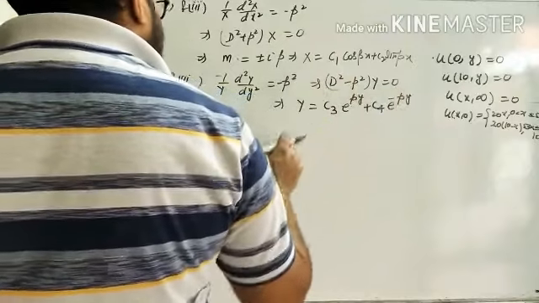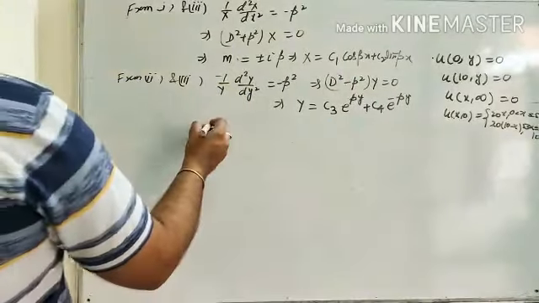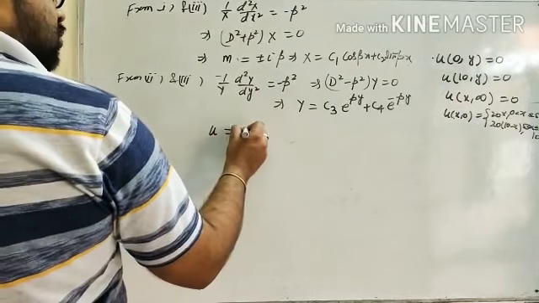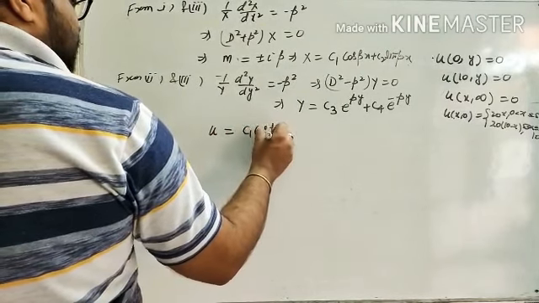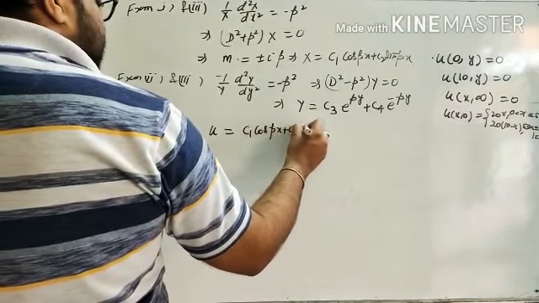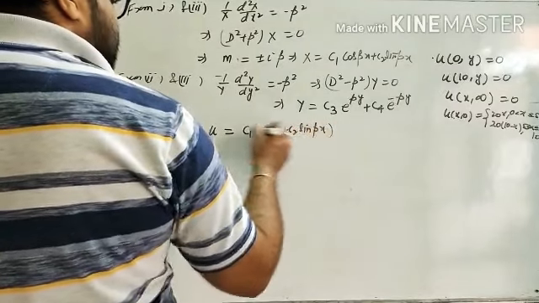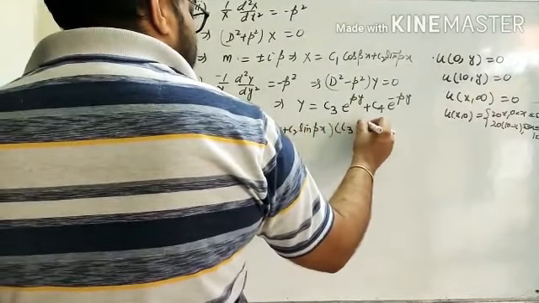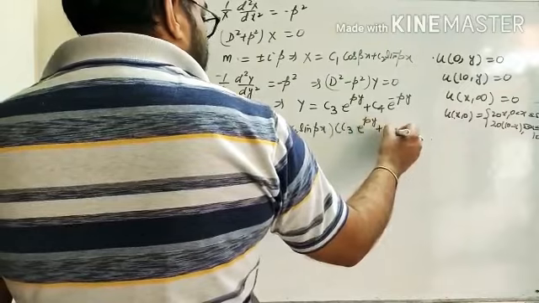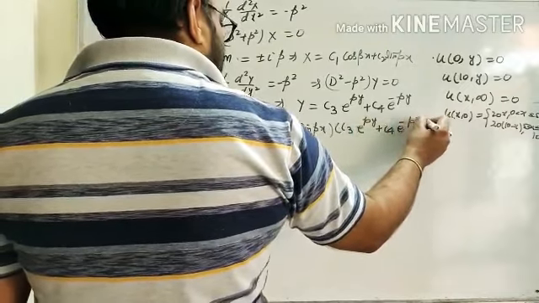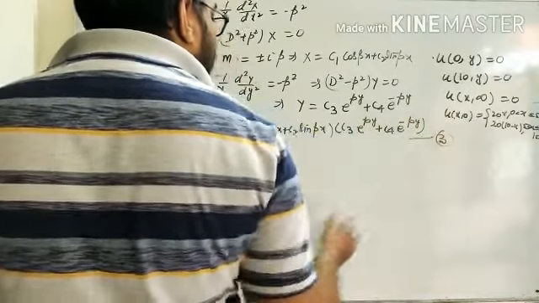So on replacing this capital X and capital Y in equation number 2, we get u equals (C1 cos px plus C2 sin px) into (C3 e raised to power py plus C4 e raised to power minus py). So this is equation number 3.